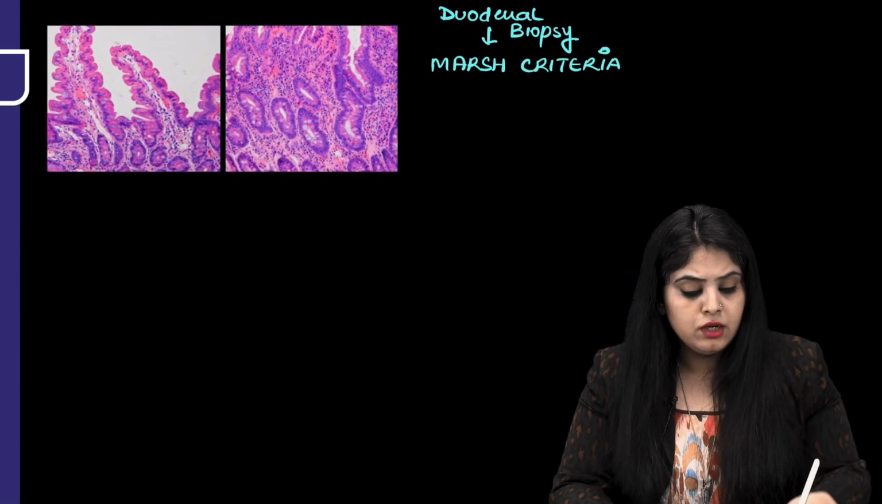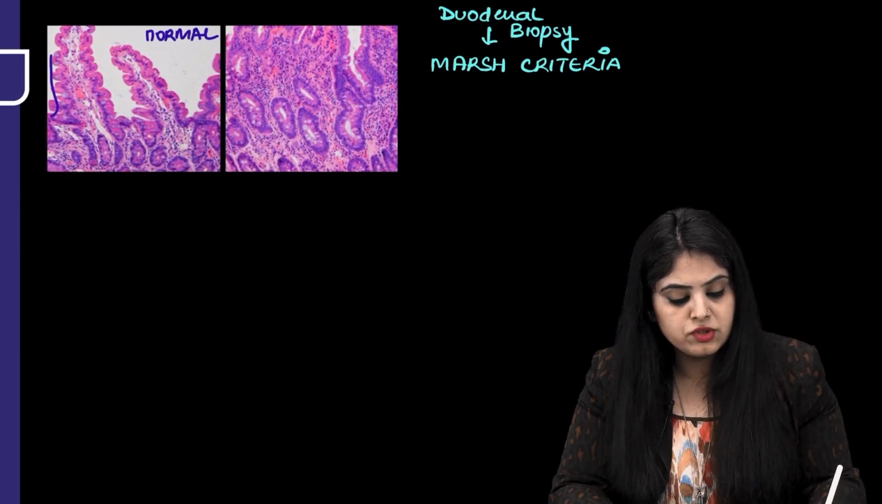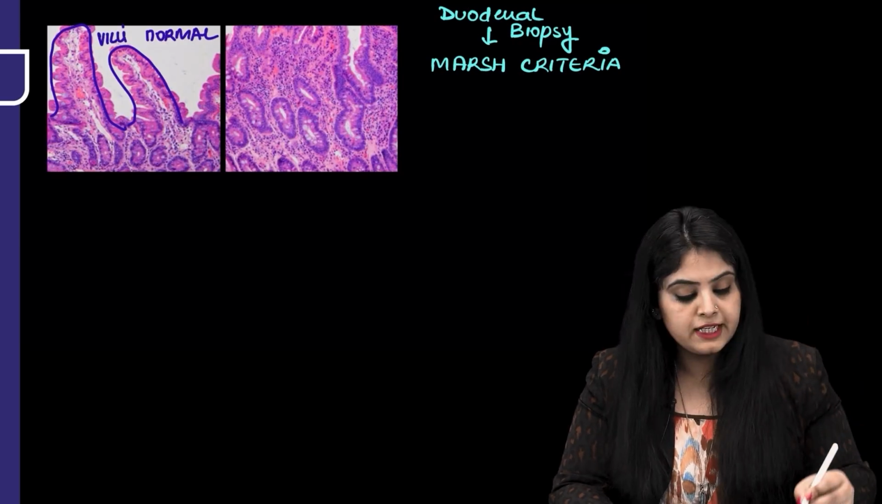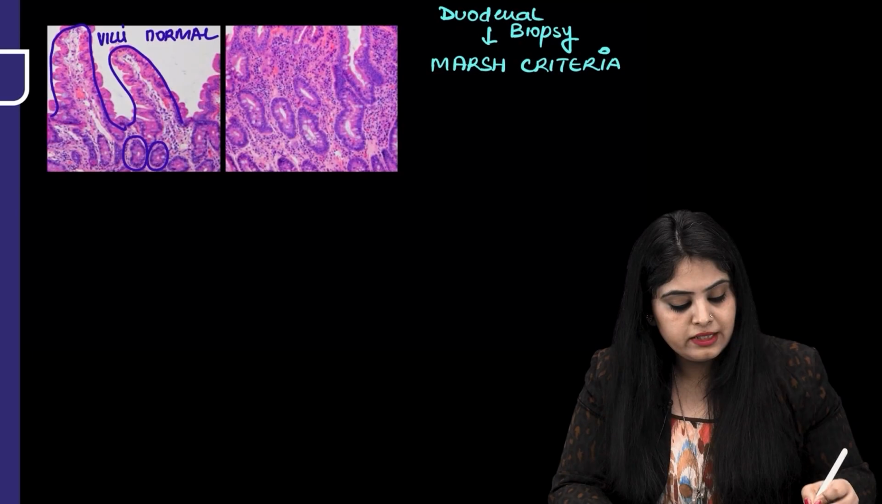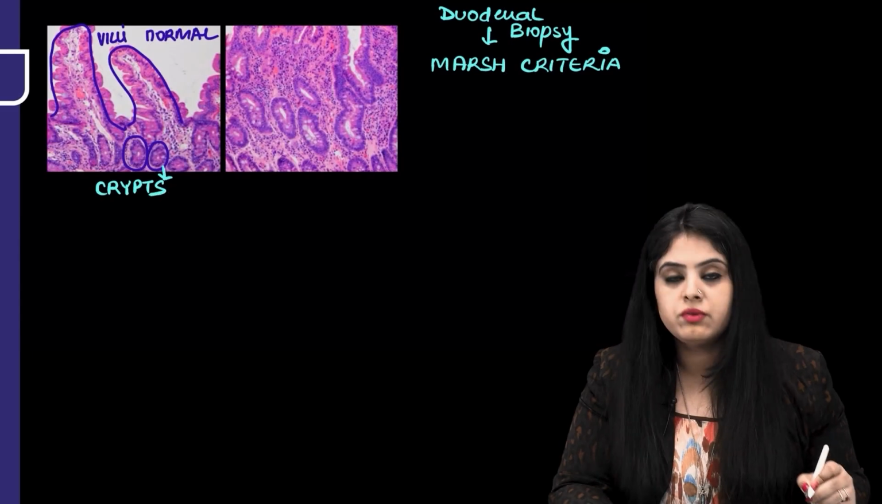So first, guys, look at a normal intestine, because that will give you a lot of orientation. What are these structures in a normal intestine? What are these? These are all villi, right? These long finger-like structures are villi. And what are these round things? These are all the crypts. Yes, I hope everyone is okay with this orientation. There are villi and these round things are crypts.